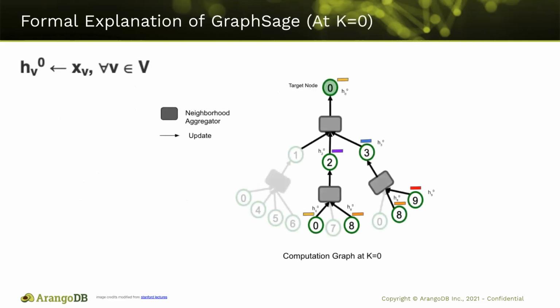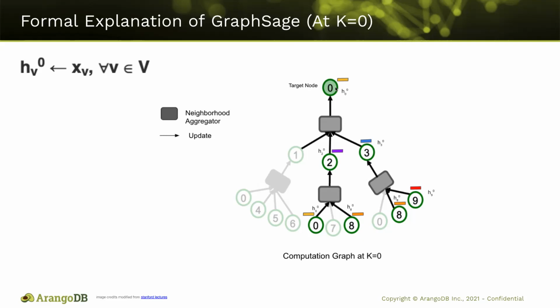Starting with what's happening at k equals 0, this image depicts the computational graph of a target node 0 at layer k equals 0, or at the initial search depth. At this point, all nodes in the graph are initialized to their original feature vectors. Our aim is to find the final representation of node 0, that is z of 0 at layer k equals 2, through an iterative local neighborhood information gathering process.